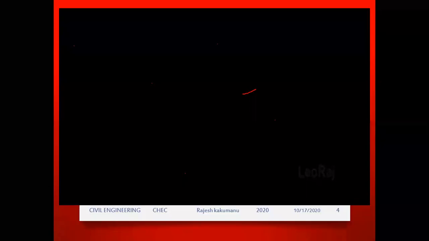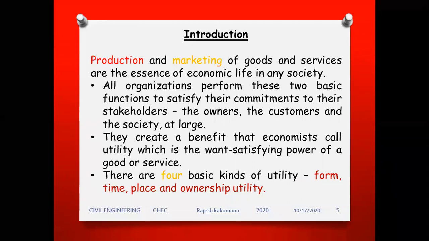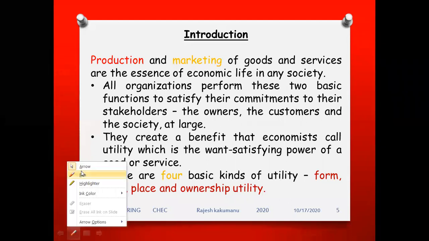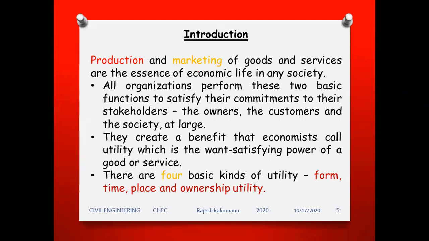So if you see the introduction of marketing, production and marketing are different words that you use in a factory or an environment system. The production and marketing of goods and services are the essence of economic life in a society. In a society, production is one thing going on somewhere, and marketing is another thing going on somewhere in the society. For what? For improving the economic life.